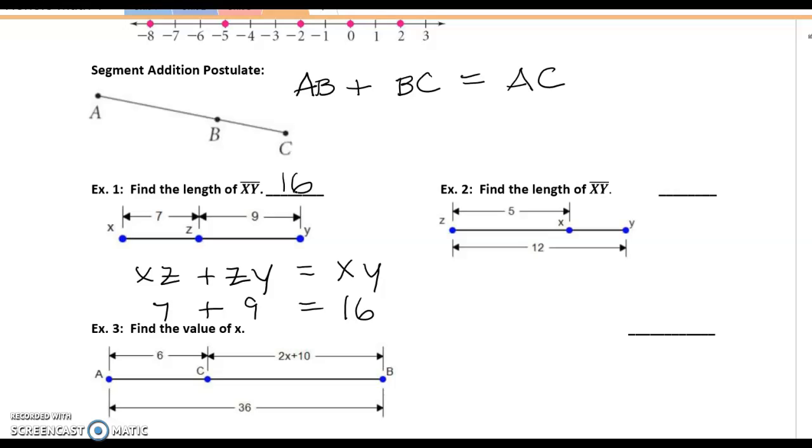Move on to example 2. We're trying to find the length of XY. It's slightly different here. We're trying to find the smaller piece. So we are going to take the length of ZY and subtract off the length of ZX, and that will give us the length of XY. 12 minus 5 equals 7.